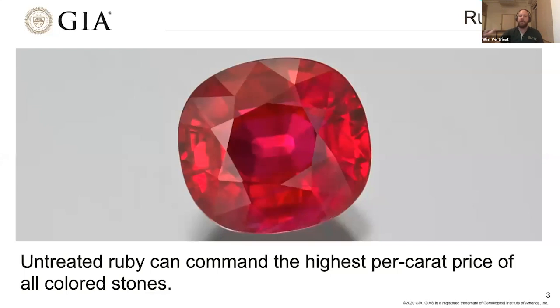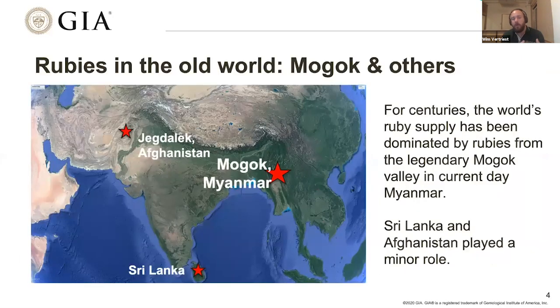I mentioned before, we're going to start with a journey through time. So we're going to start with the beginning, and we're going to look at the oldest sources of rubies first. So rubies in the old world, we can basically say it's Mogok in Myanmar and the others. So for centuries, the world's ruby supply has been dominated by rubies from the legendary Mogok Valley, which is in current day Myanmar, but has been called Burma, and a whole lot of different names over the history.